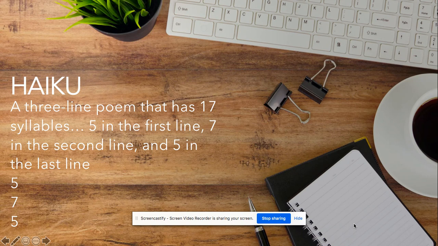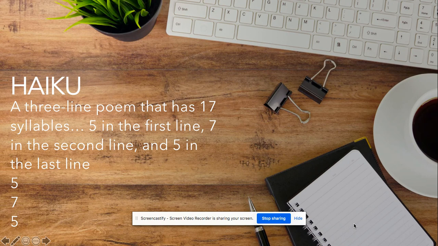So a haiku is a 3-line poem. It has 17 syllables, but the syllables have to be organized so that it's 5 syllables in the first line, 7 syllables in the second line, and 5 syllables in the last line. So 5-7-5 is how we kind of refer to the haiku. This might seem easy because it's only a 3-line poem, but it becomes really complex to make sure you have the right amount of syllables in a line.